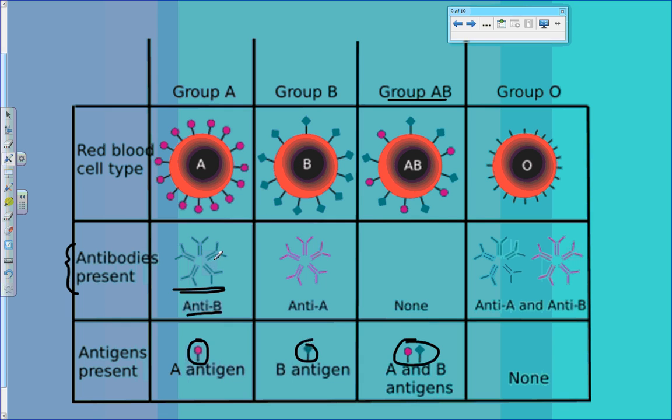A person with type AB blood has both, so they have no antibodies for blood type. They have antibodies against bacteria and viruses and whatnot, but not for blood type. Think about why. If they had anti-A or anti-Bs, it would attack their own blood cells. And then finally, type O, they have no antigens on their blood, but they have both A and B antibodies.